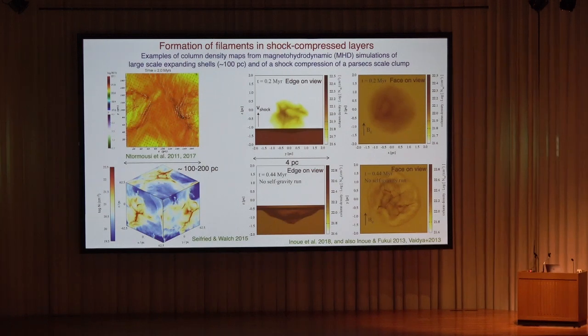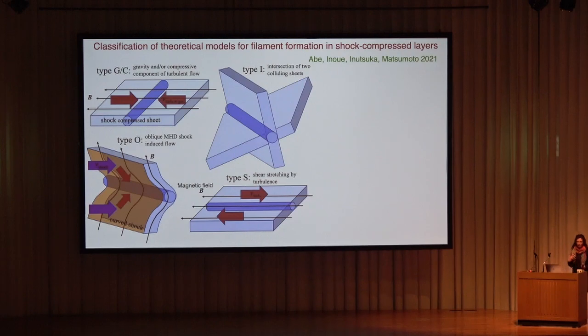So you mentioned these different types of filament formation mechanisms. My question is, can these different mechanisms correspond to different evolutionary stages of filaments? For example, this type O coming first, and then after that, gravity begins to dominate, and this type G filament formation happens. Can we somehow test these kinds of ideas observationally?